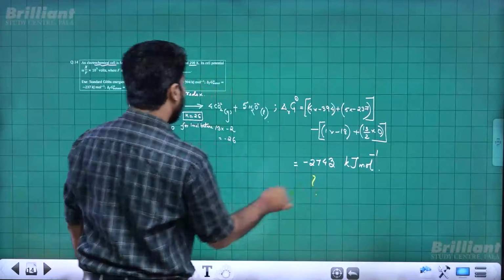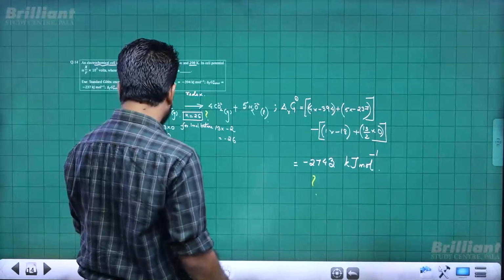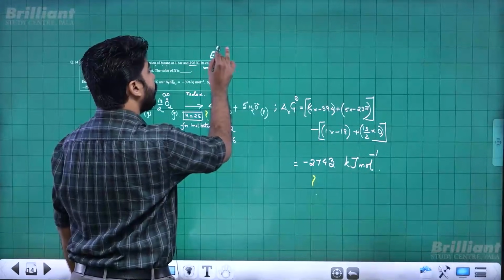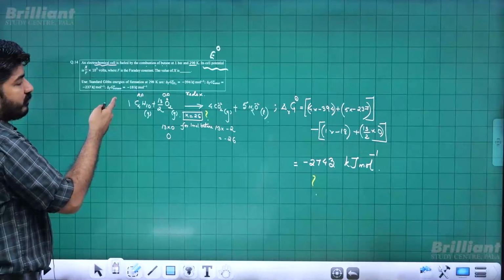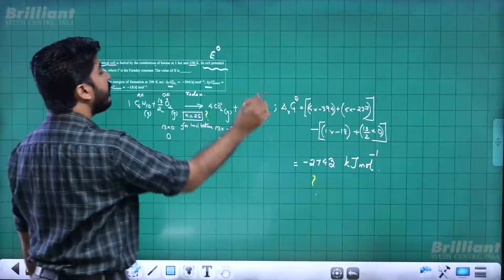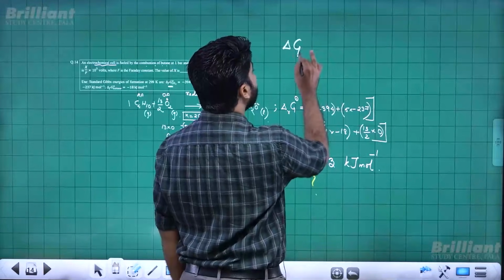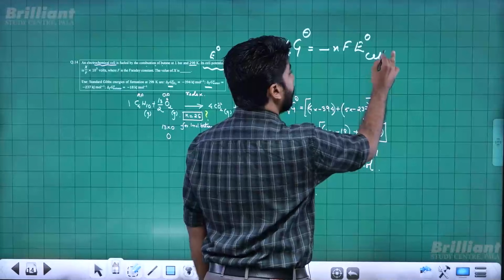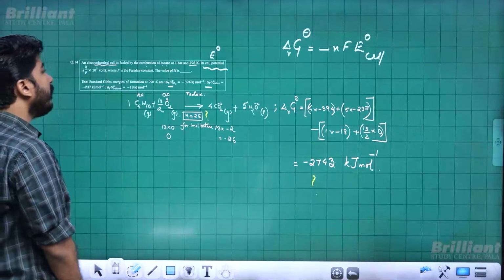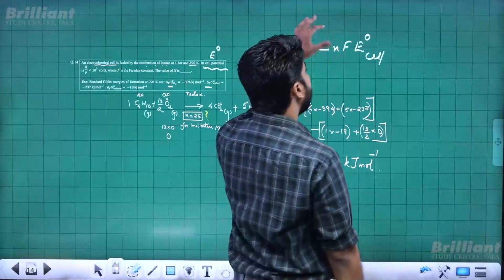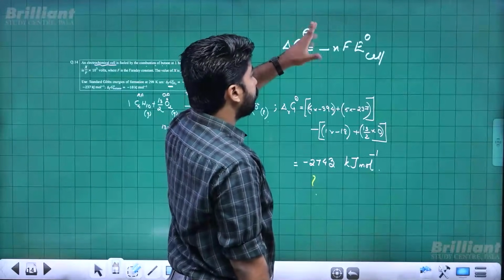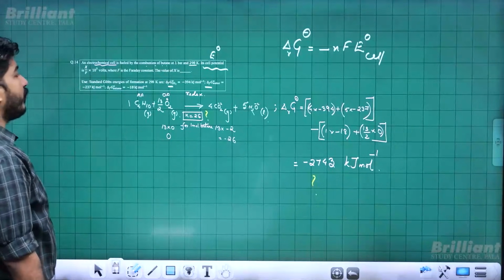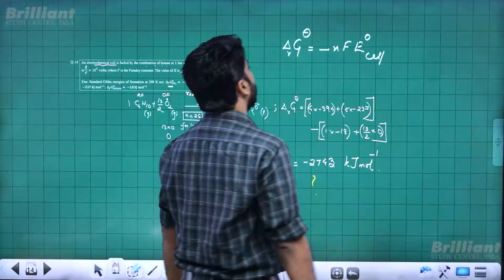So why have we calculated delta G, and why have we calculated the number of moles involved? This is because we are going to calculate the E0 of the cell. Standard Gibbs energies are related to the E0 of the cell. So in our mind, when reading this question, this equation will come, and that is why we are finding delta G theta and n value for this reaction, assuming 1 mole of butane.